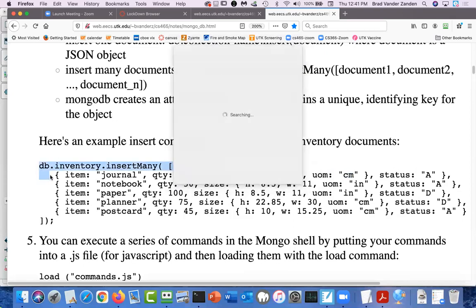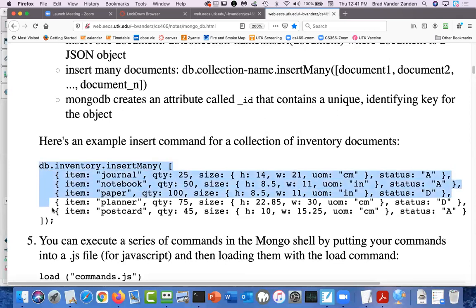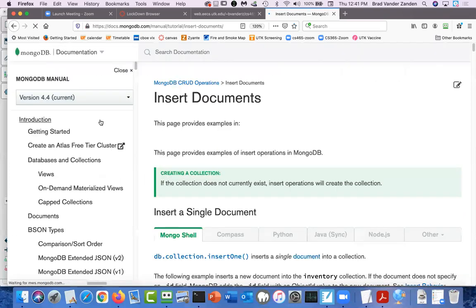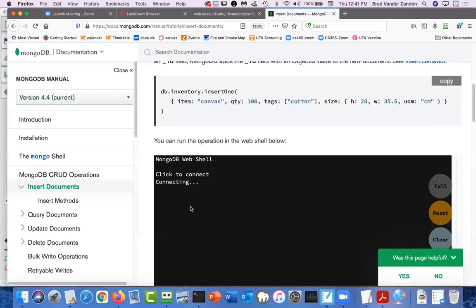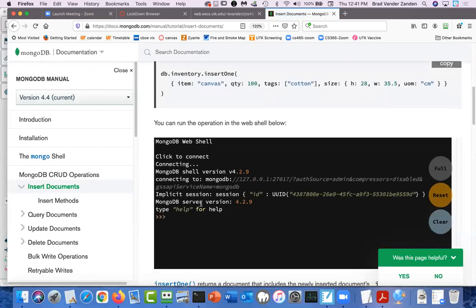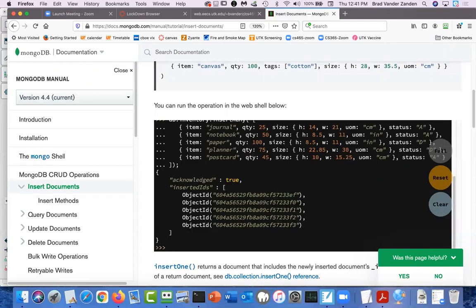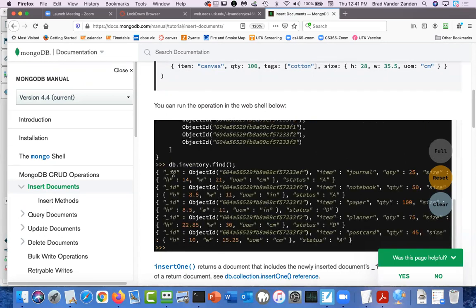So for example, if I go to the handy dandy little thing that allows me to create a Mongo little shell, and I create that, and now I do a db.inventory.find, you see that it added an _ID. So that's a unique identifier for each document. So that was automatically created. It's kind of like the auto increment feature in MySQL.